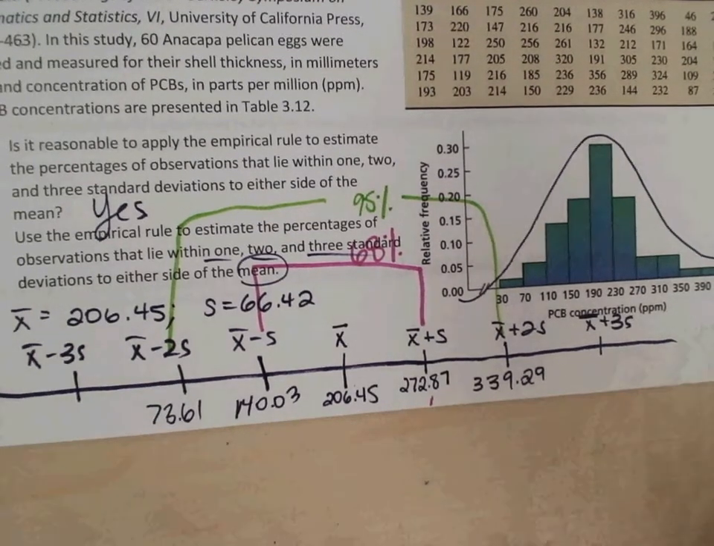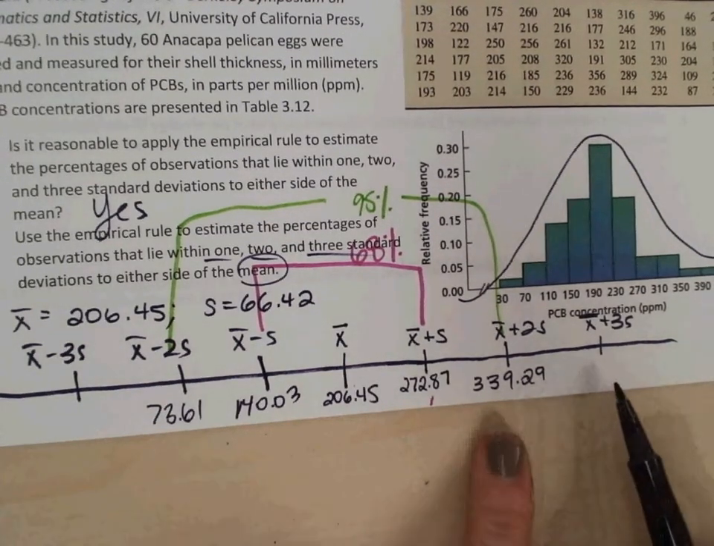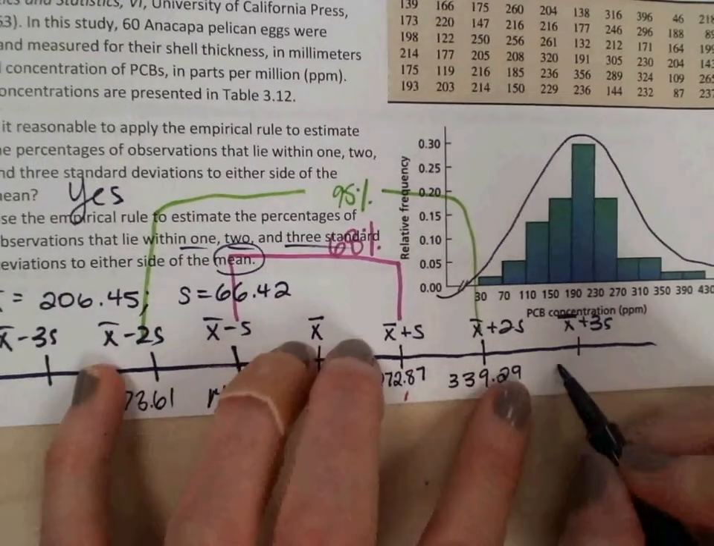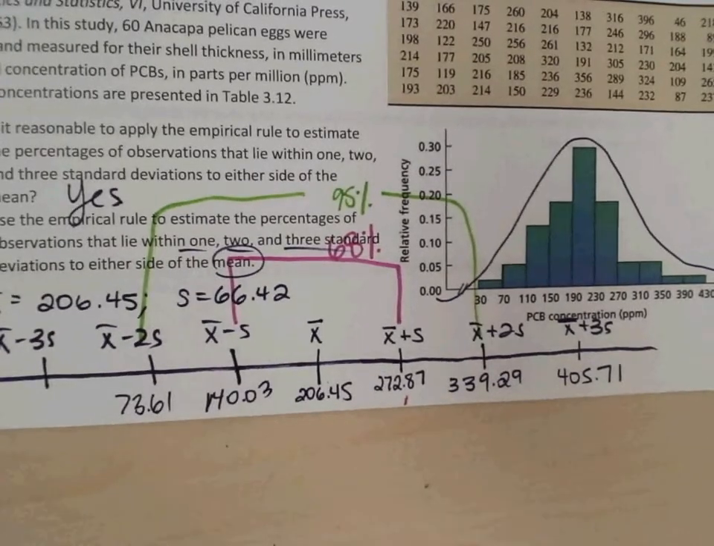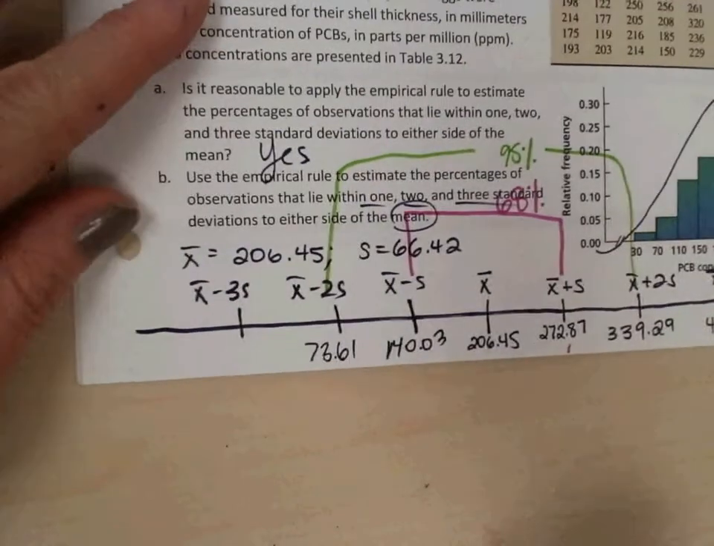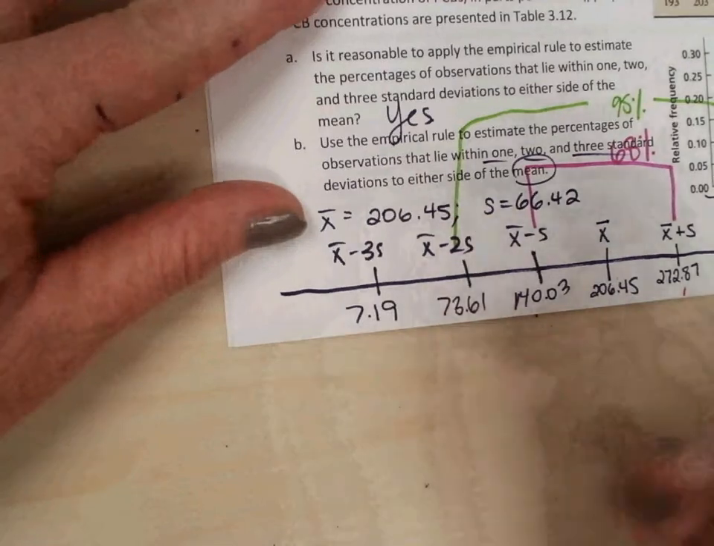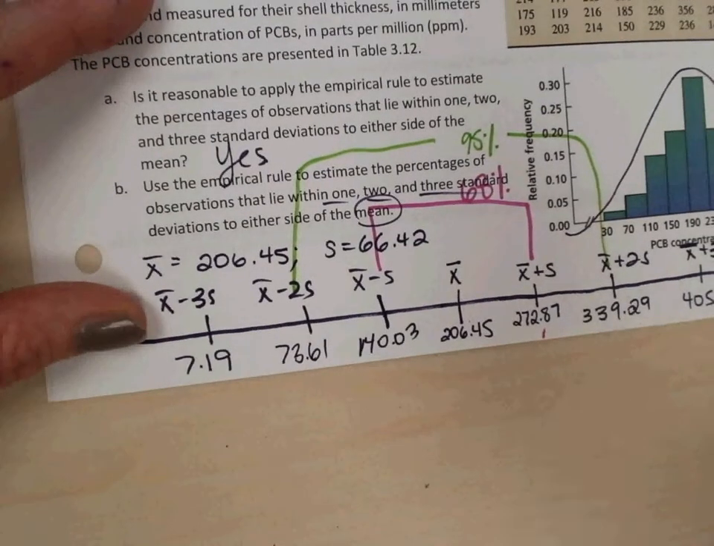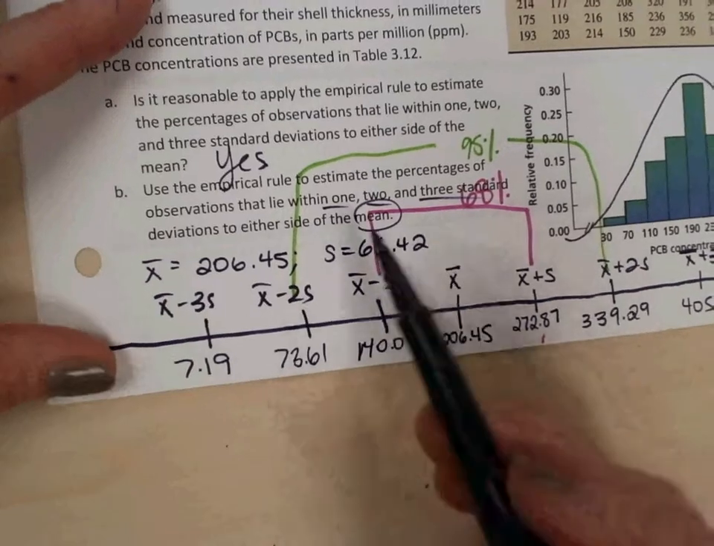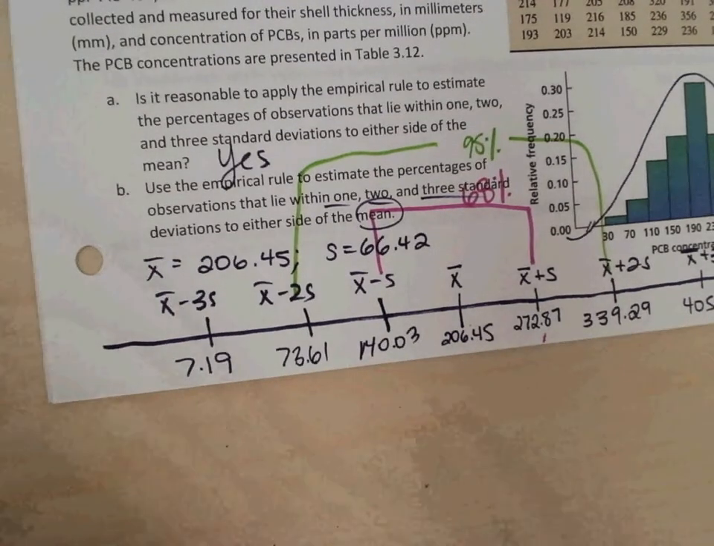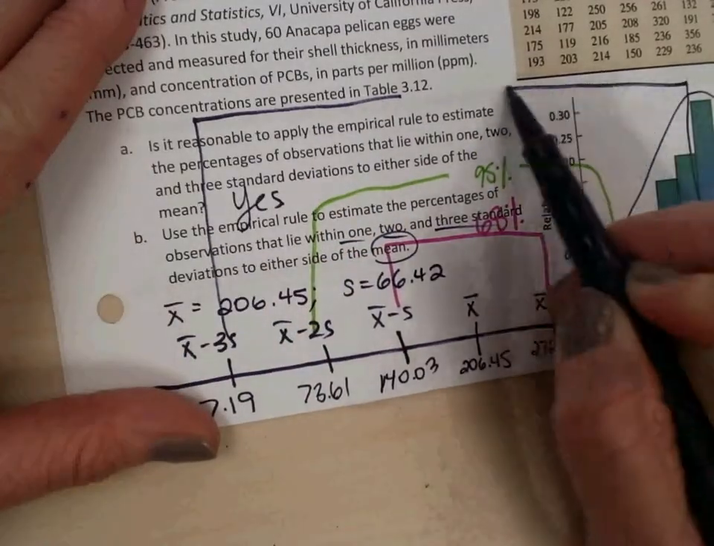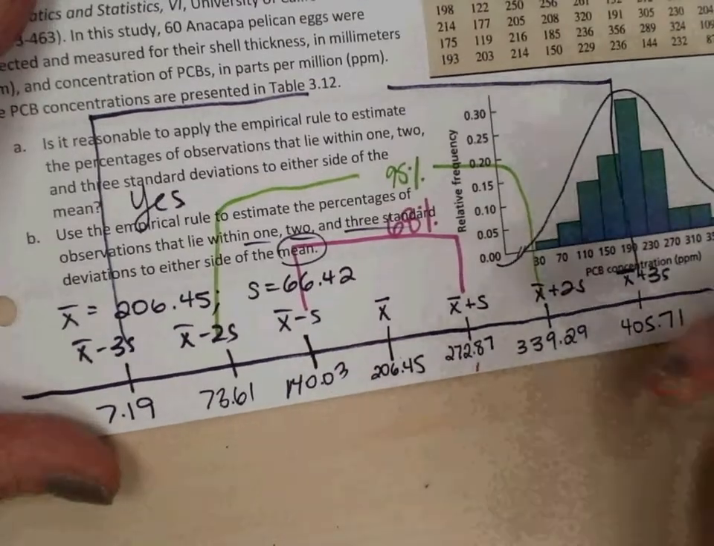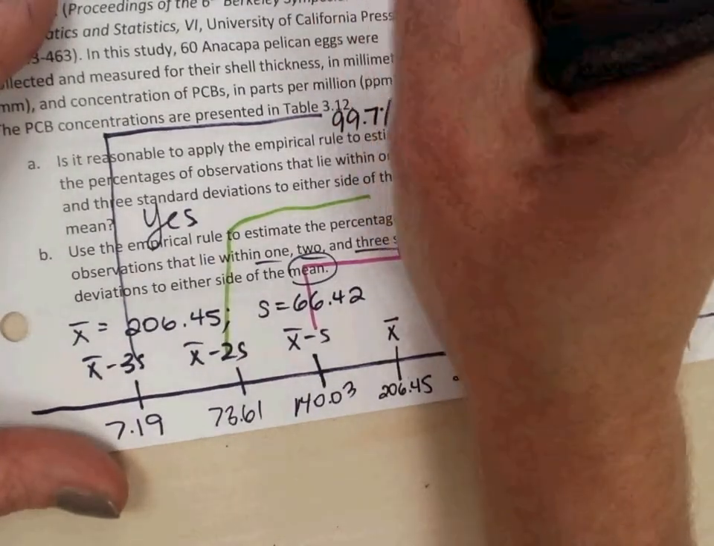Anyone? Plus 3s, what do we get for this upper bound? 405.71, thank you. And the lower bound? 7.19. This is pretty spread out data. So with a standard deviation of 66, that's like an indicator that this is pretty spread out. So then we would expect to find what percent of the data within that range. Now you got it, 99.7%.